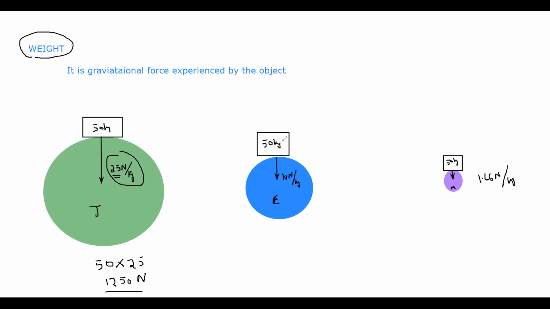The same object is on Earth. The force Earth applies on this object is 10 Newton per kilogram. If 1 kilogram is there, Earth applies a force of 10 Newton. So what will be the weight of this object? It will be 50 multiplied by 10, because each kilogram experiences 10 Newton, which equals 500 Newtons. In the same way on Moon, the mass of the object, 50, is multiplied by the force by which it is attracting the object, that is 1.66.